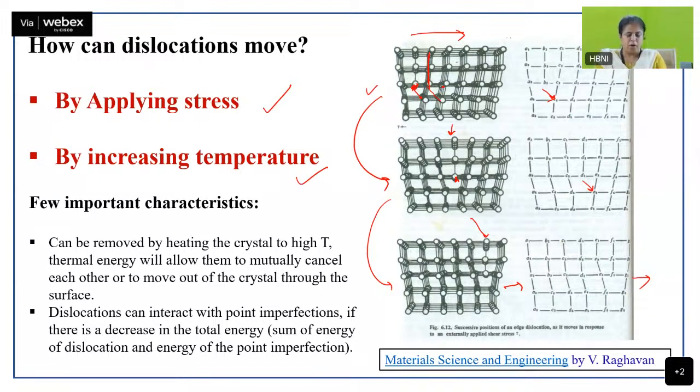Okay, now can two types of defect interact with each other? Let's say, suppose in a particular crystal, both line defects and point defects were occurring, would they talk to each other? Would there be some kind of interaction? Yes, this might happen if there is a decrease in total energy, that is the sum of the energy of the dislocation and energy of the point imperfection, then your crystal would absolutely love to have that kind of interaction.